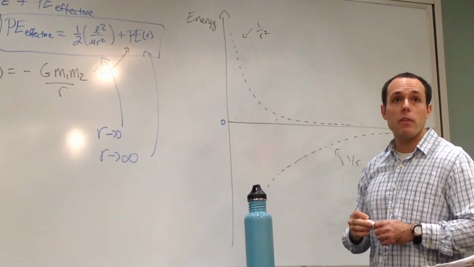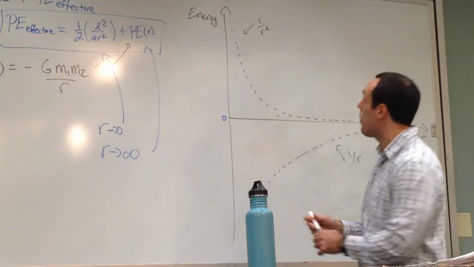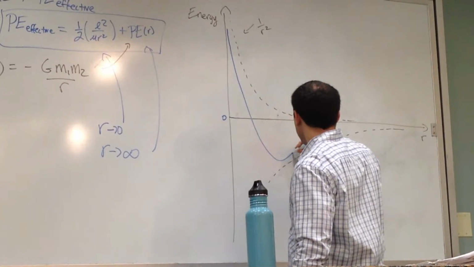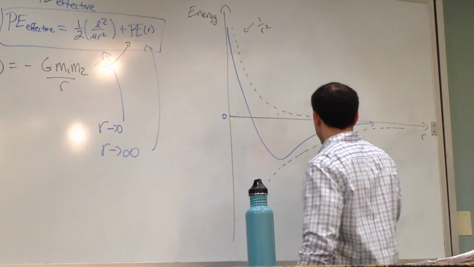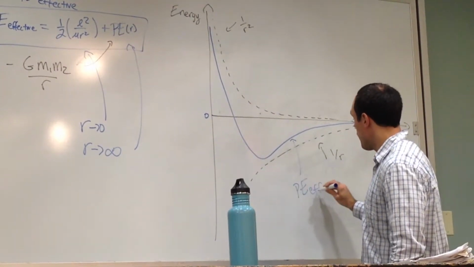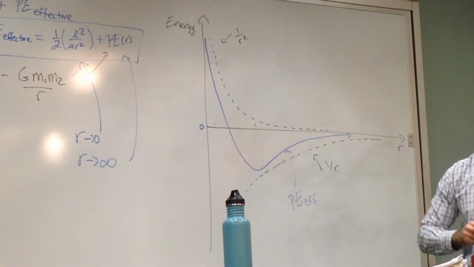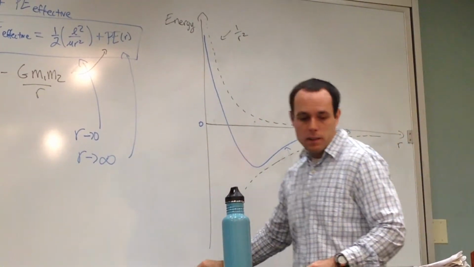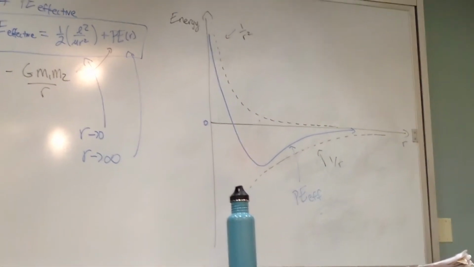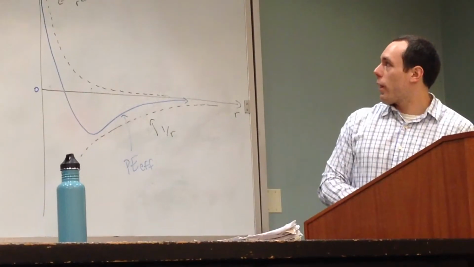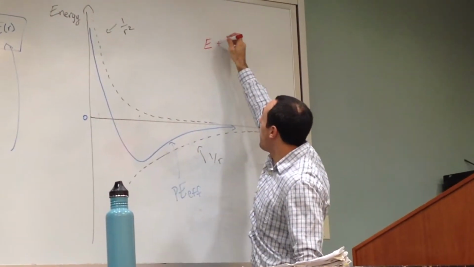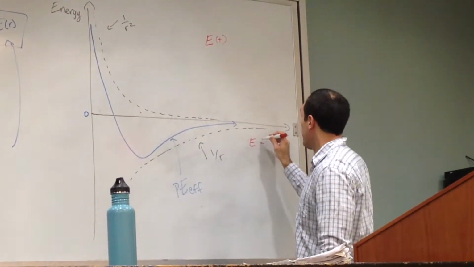So if we combine both of these to draw a graph of just the effective potential energy, it would look something like this. And so this here represents the effective potential energy. And in this, Newton realized a couple of things. That this is broken up between a basic region where total energy is positive, and over here where total energy is negative.